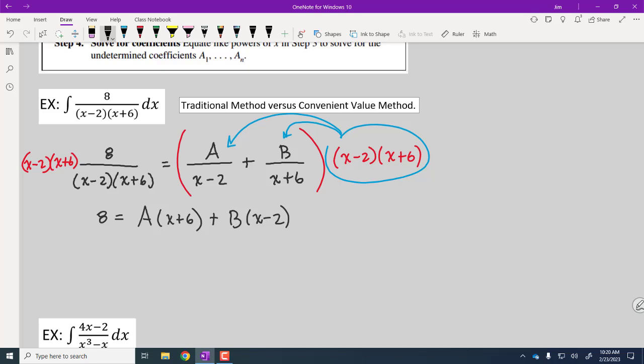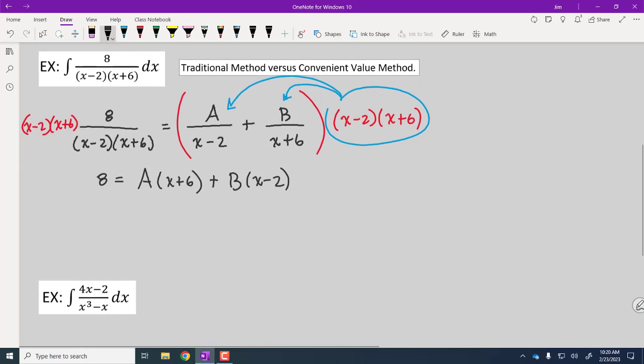And you just sort of notice, when this comes over to the other side, it has to be multiplied by both. The x minus 2's cancel with that one. The x plus 6's cancel with that one. So you get this linear equation.